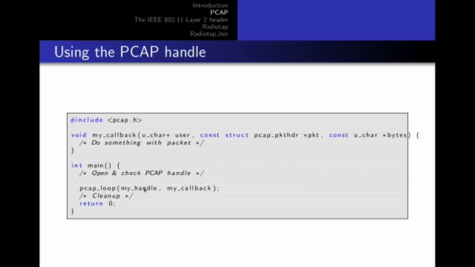How do you use the pcap handle? You write a callback which gets some user data, your packet header pointer, which is the packet actually, and bytes, which is an optional field. So here you do something with the packet. Here you open and check the pcap handle, and then with pcap_loop you use your handle, which is opened here, and the callback you define here. And when you end the pcap loop, you clean up everything and quit the program.